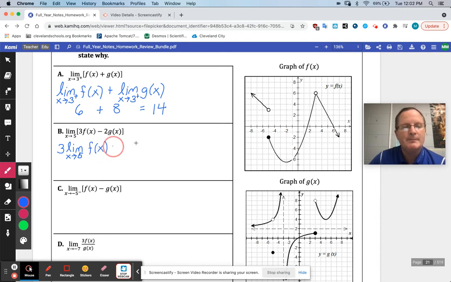Minus 2 times the limit. So just notice what's happening. The limit is happening twice in here, and then I've factored out, I like to think of it as factoring, those constants of the 3 and the 2 as we went.